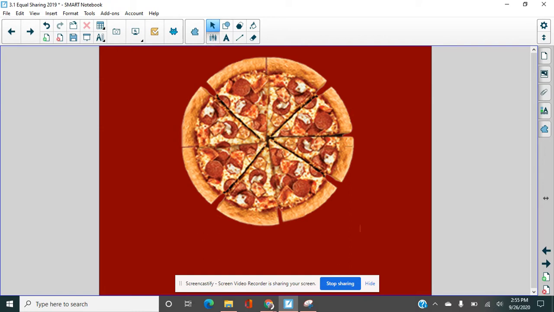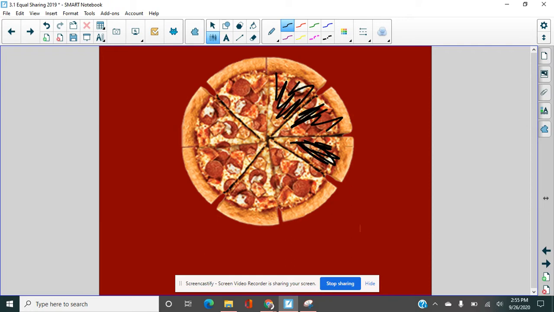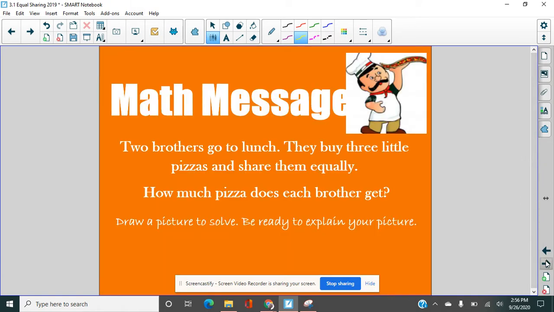So let's just say Mr. White ate this one, and this one, and this one. What fraction of this pizza did I just eat? 3/8, right? I ate one, two, three pieces of pizza. So three is the numerator. That's the part. And then there are one, two, three, four, five, six, seven, 8 pieces total. So 3/8.